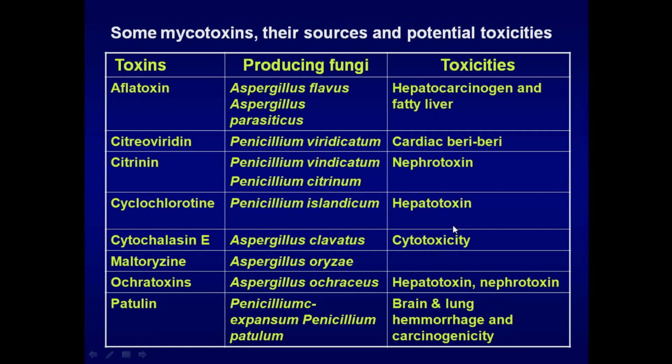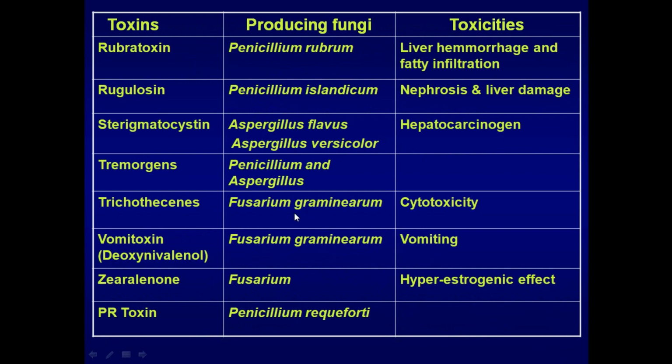These are some fungi that also produce mycotoxins. For example, aflatoxin is produced by many Aspergillus fungi. In the right column here, you can see the toxicities. For example, aflatoxin causes fatty liver and is a hepatocarcinogenic substance, and you can also see other mycotoxins here, citreoviridin, citrinin, and others. But the most important here are aflatoxins and ochratoxins.